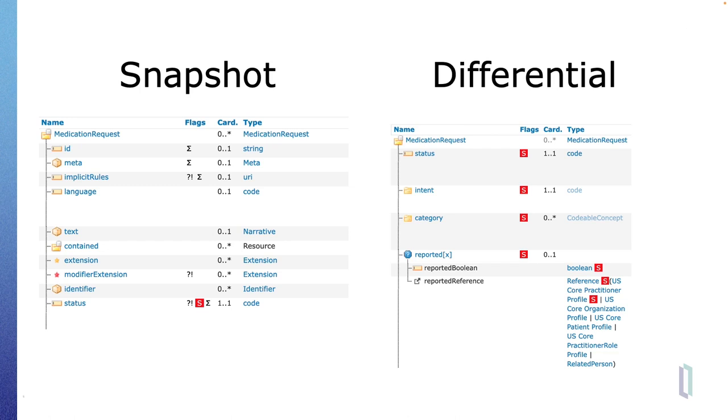The red squares that you see on the right side, marked with an S, indicate that these elements in this FHIR profile must be supported. And that's why we often have a differential profile between a snapshot, which identifies all the elements, and those that are must supported in FHIR, where you see in the differential.